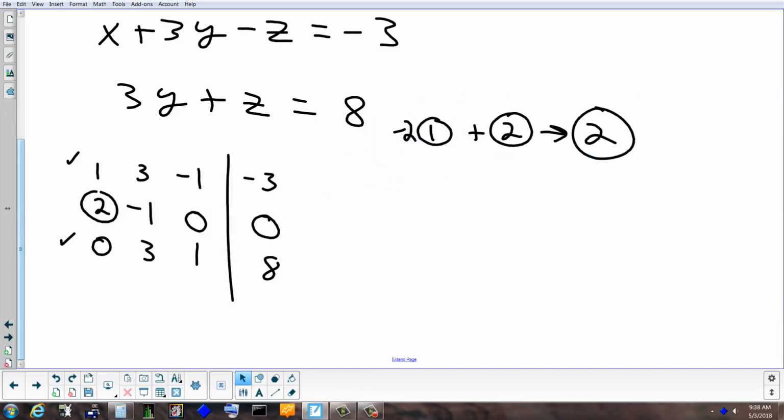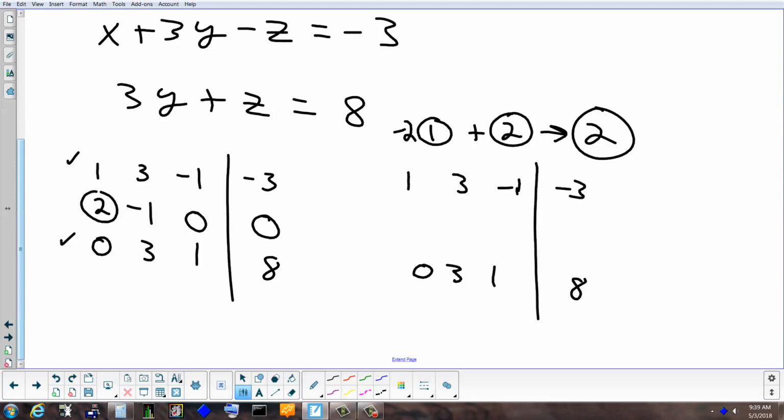Yeah? 1 and 3. 1 and 3. So let's just copy them down so we can keep our brain in copy mode rather than arithmetic mode and just copy what we see. So we got 1, 3, -1, -3. So right now my brain is kind of off. I'm not even thinking. Just copy. 0, 3, 1, 8.